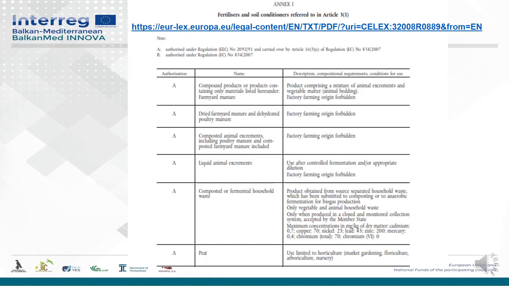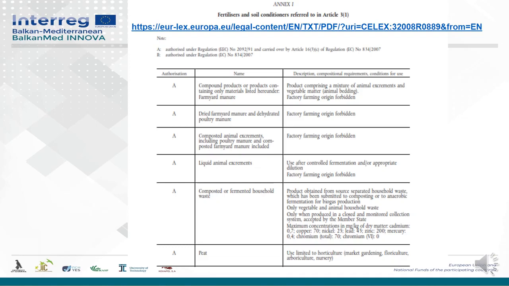What else? Composted animal excrements, including poultry manure and composted farmyard manure. Factory farming origin again forbidden. Liquid animal excrements used after controlled fermentation and/or appropriate dilution. Factory farming origin forbidden. Composted or fermented household waste: product obtained from source separated household waste, which has been submitted to composting or to anaerobic fermentation for biogas production. Only vegetative and animal household waste, only when produced in a closed and monitored collection system accepted by the member state. Maximum concentration in milligram per kilogram of dry matter.